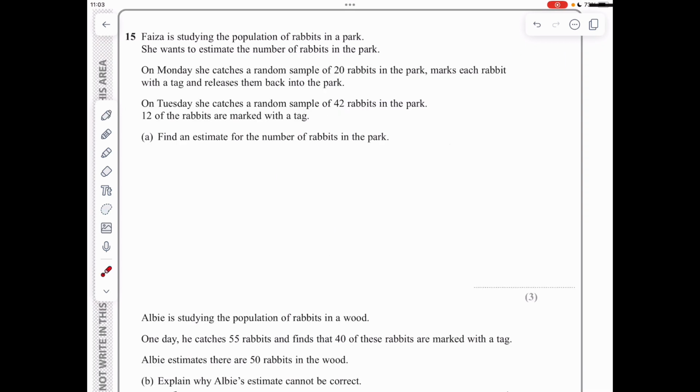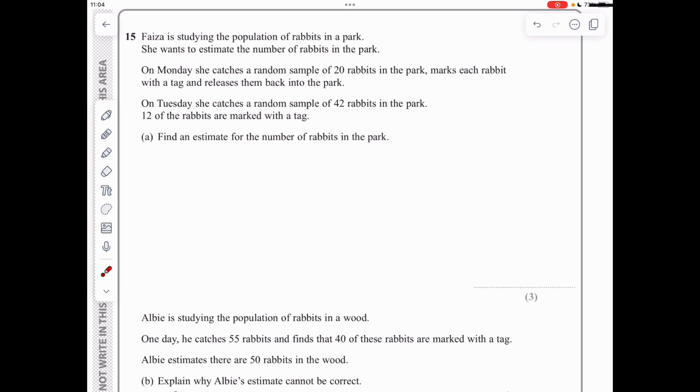In 15, we've got Faiza, who is studying the population of rabbits in a park, and she wants to estimate how many of them are there. So on Monday, she catches a random sample of 20 rabbits, and she marks each rabbit with a tag and then releases them back into the park. And on Tuesday, she catches a random sample of 42 rabbits, finding that 12 of them were actually tagged. And we need to use this information to find an estimate for the number of rabbits in the park.